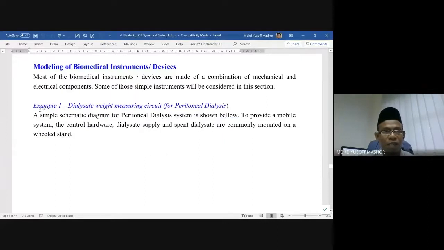Okay, for example, example one, we're going to discuss the dialysis weight measuring circuit. So not the whole process of dialysis, that's beyond our scope, because we want to model the electronic part or mechanical part of the electronic device.